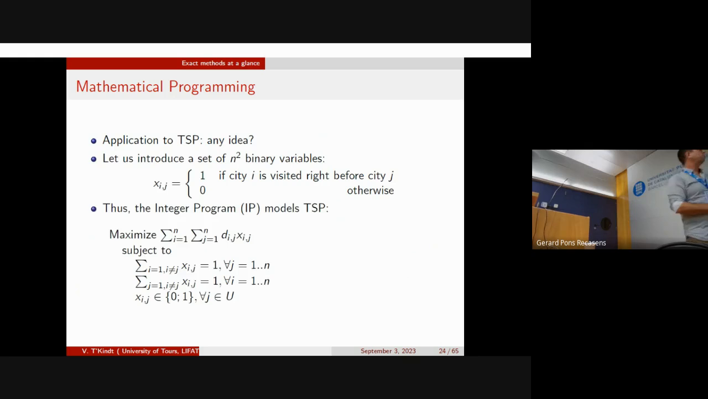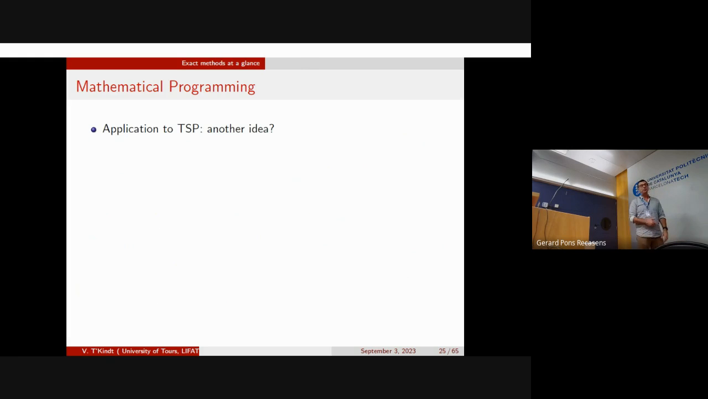Okay? And so my IP is the following one. I want to minimize the total distance of my tour. And I say that each city has exactly one predecessor, and each city has exactly one successor in the tour, as it is a tour. The successor of the last one is the first one. So, okay, I have another IP formulation here that I can give to my solver.